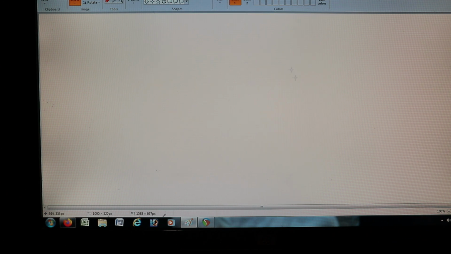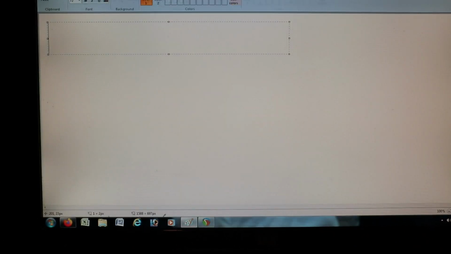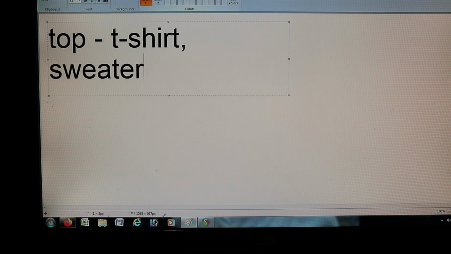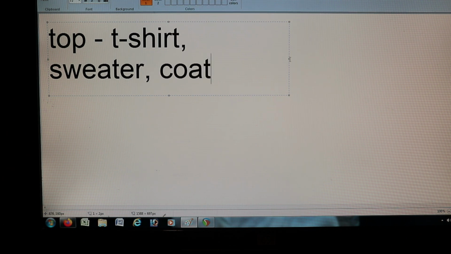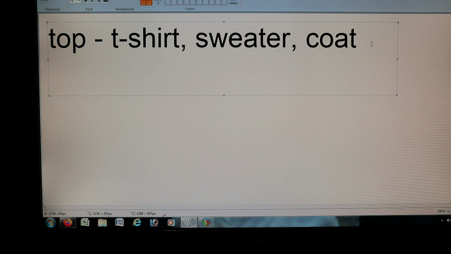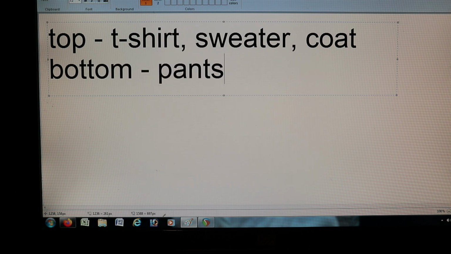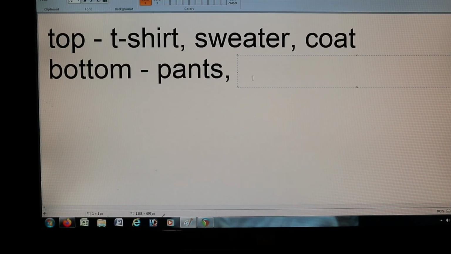I'm going to use another example here. You're going to get something similar to this in the homework today. Let's deal with clothing. So we could have tops and bottoms. For a top, let's have a t-shirt, a sweater, and let's put a coat. So we have 3 items we can pick from for a top. We have a t-shirt, a sweater, and a coat. And let's pick 2 bottoms. Let's pick pants, and let's say shorts.